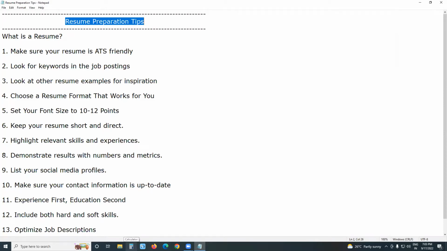Resume preparation tips. Resume preparation is an important activity in a person's job career. People prepare CVs when they are fresher and prepare resumes whenever they want to change company or job role, etc. See, what is a resume?